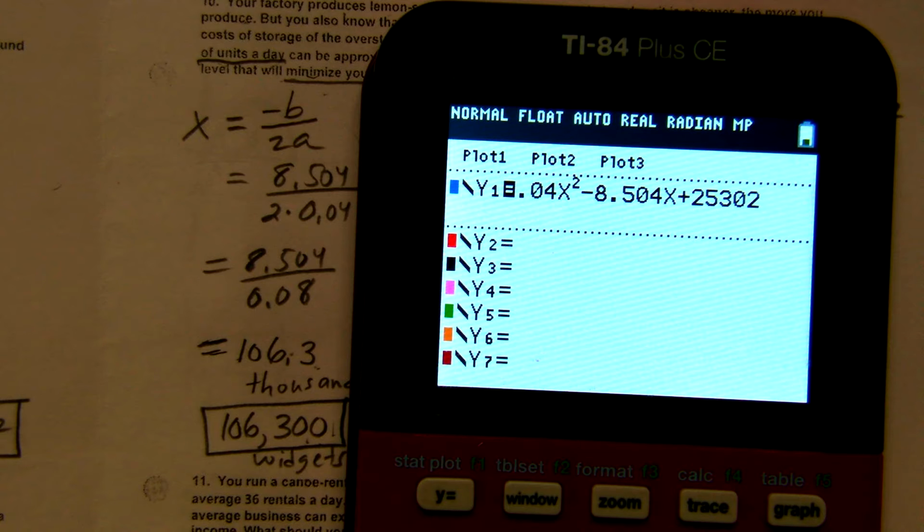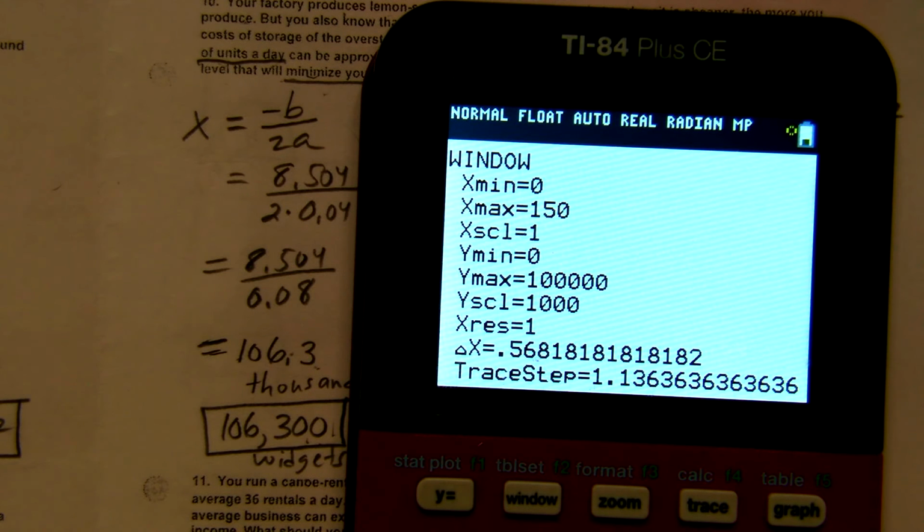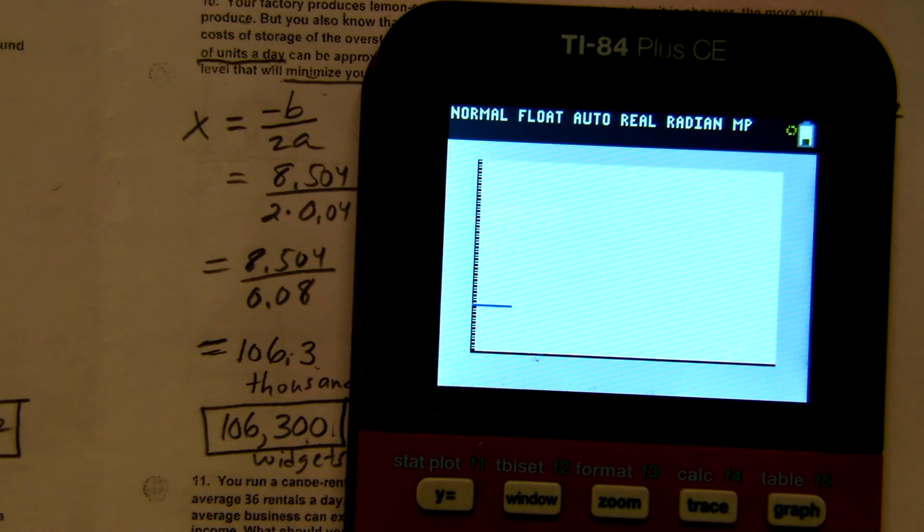So what it is, we're probably just seeing a portion of this. So let's do this. Let's go to the window and we'll do like 500 for the x's. And then for the y's, I think we're good. The y's are good. So we might not quite see.